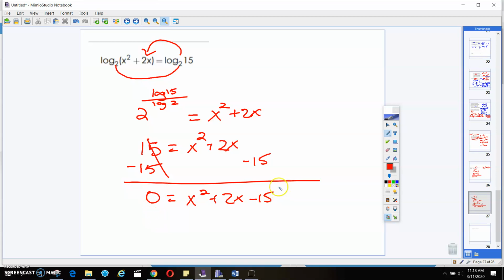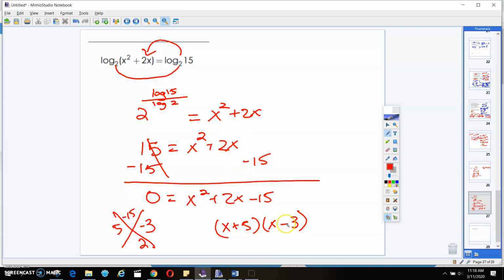And now I'm going to factor. So I'm going to do a times c, which is going to be negative 15. And b is going to be 2. So what 2 numbers will make that happen? 5 and negative 3. So x plus 5 and x minus 3.